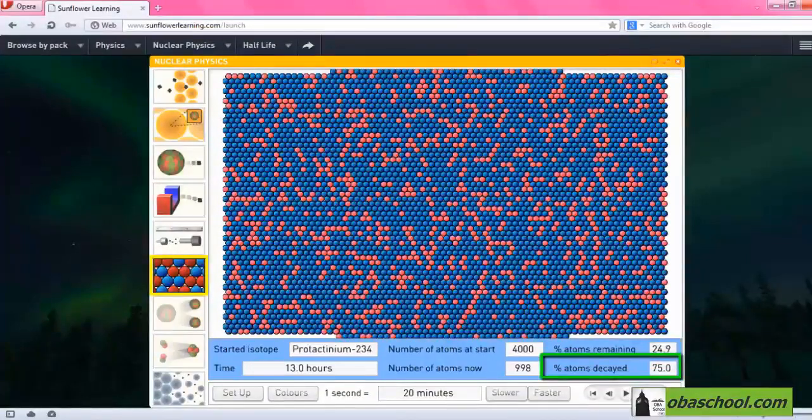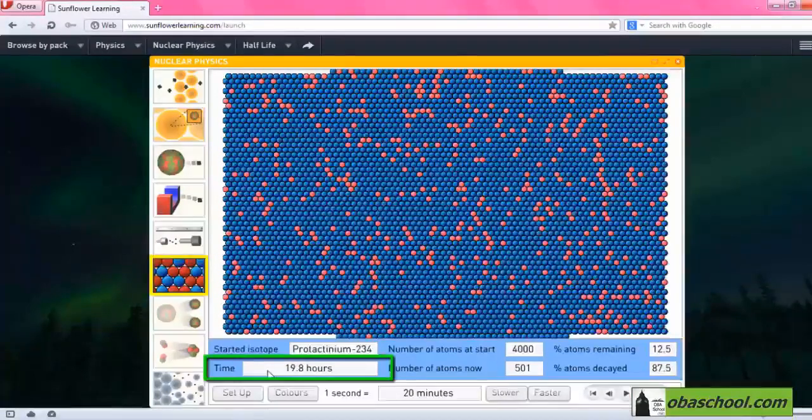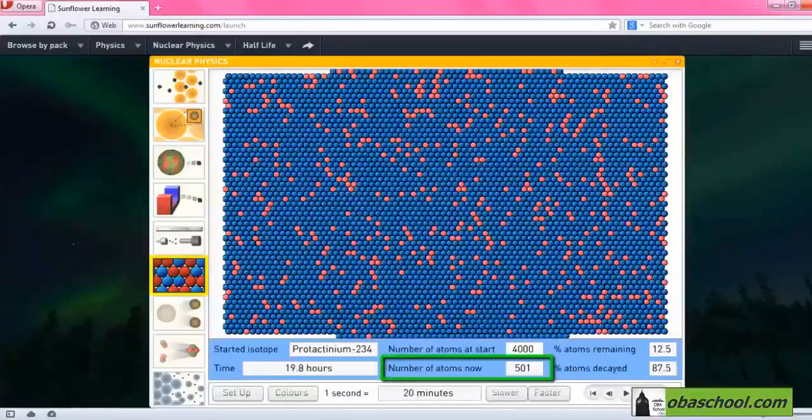At T equals 13 hours, this time represents 2 times the half-life. And as we move on, we can see that it's still decaying until the number of atoms now equals 500, which is m over 8, at T equals 19.8 hours. This time corresponds to half-life times 3.